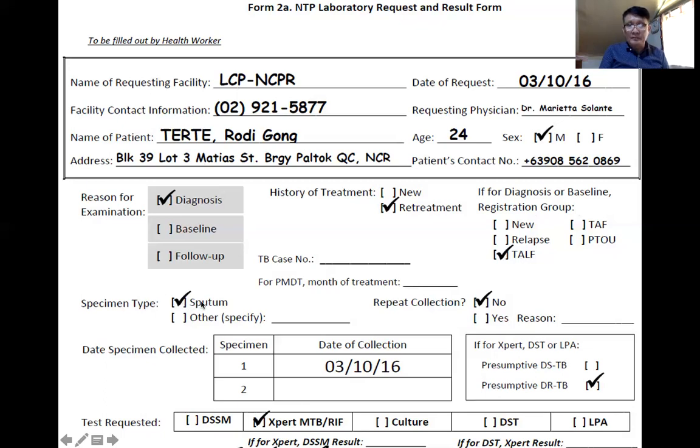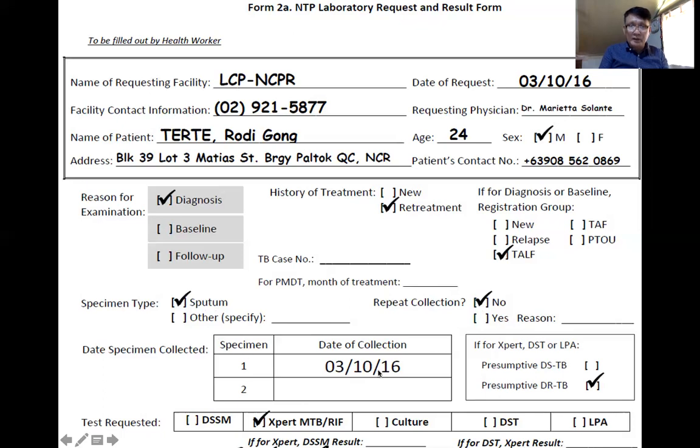The specimen type, you check only once, sputum. If it is not a sputum specimen, then you have to check other, then you specify, for example, CSF. Then you also need to check, is it a repeat collection, yes or no? So in this sample, you just have to check no. Okay, so that means it is a new collection, first time collection.